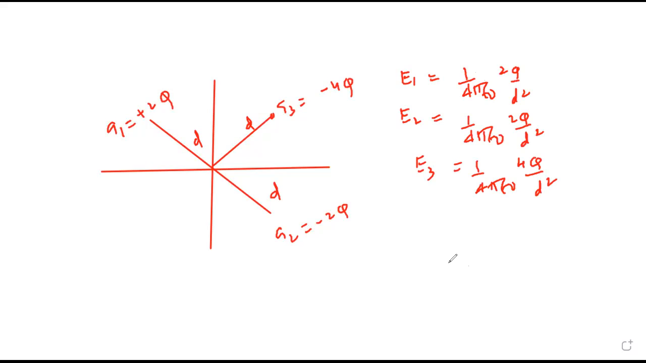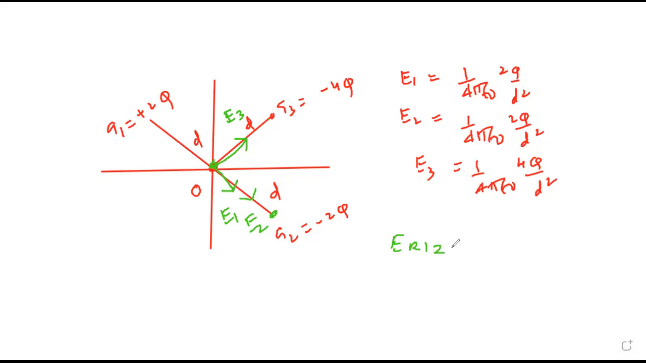Now direction you have to help me, at the origin. For positive charge, where is it directed, away from the charge or towards the charge? Away. This is my E1. E2 will be towards the charge. And E3 will also point towards the charge.